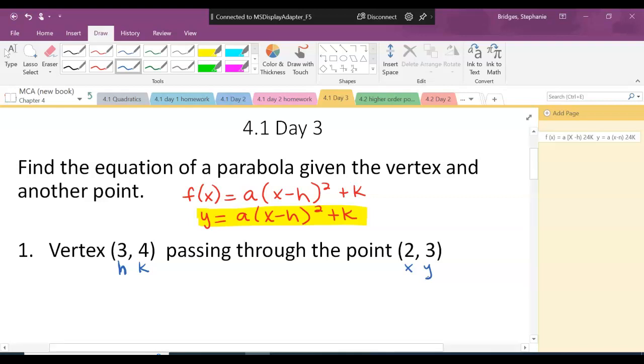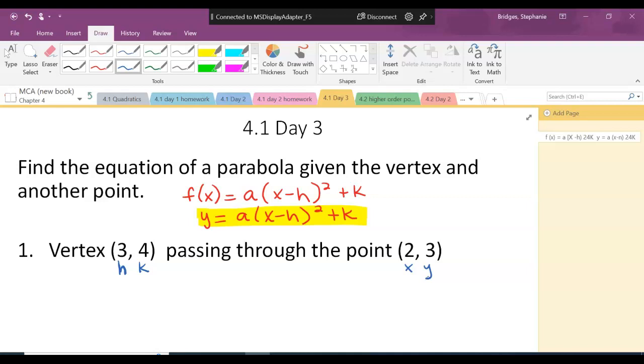So if you look at that equation, what variable do we not know? We know h, we know k, we know x, we know y. What other variable is in that equation? A. So what we're going to have to do is use h and k and x and y to find a, so that we can then write our equation. Looking at our letters, our vertex 3 and 4 is H and K, so H is 3, K is 4. And then our ordered pair, X is 2, Y is 3. We're going to plug those into this equation.